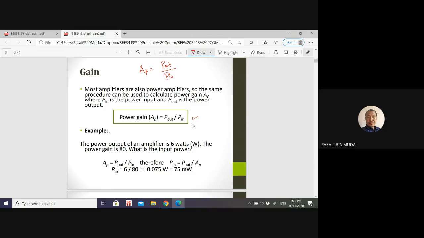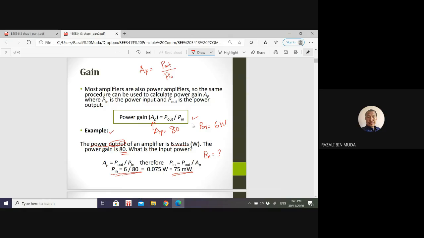So here is the example. This is a straightforward example. The power output is 6 watts, so P out equals 6. The power gain, AP, equals 80. So what is P in? Calculation: P out over P in equals 80. Therefore P in equals 6 over 80 equals 75 milliwatt.